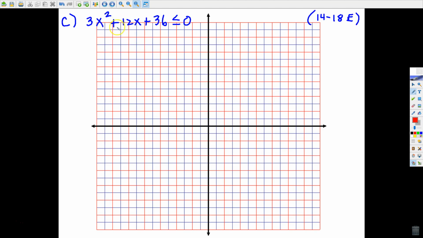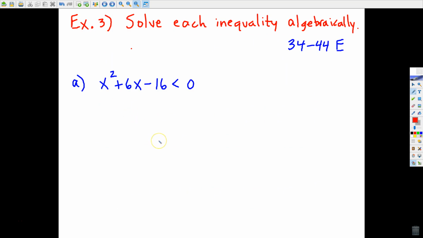All right. I think I'm going to skip this one if that's all right. I think you get it. It's just more of the same. Unless you have a question, let's jump to solving algebraically. These are a little bit better. Don't have to graph at all.